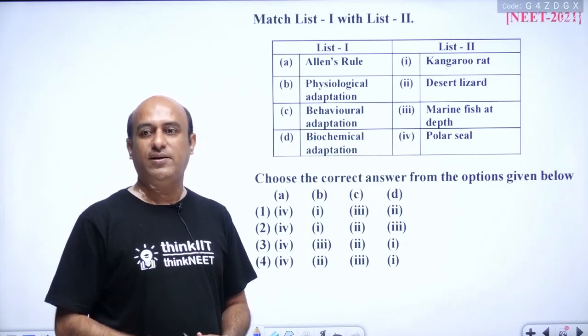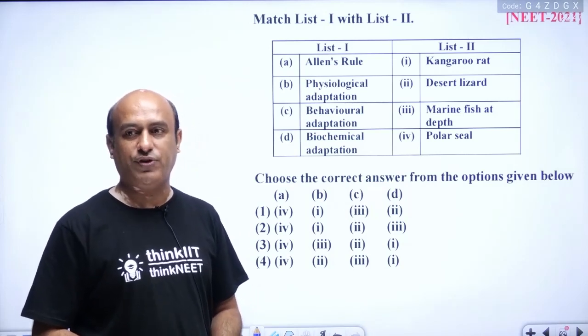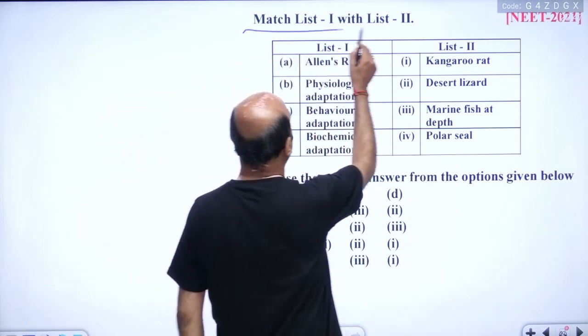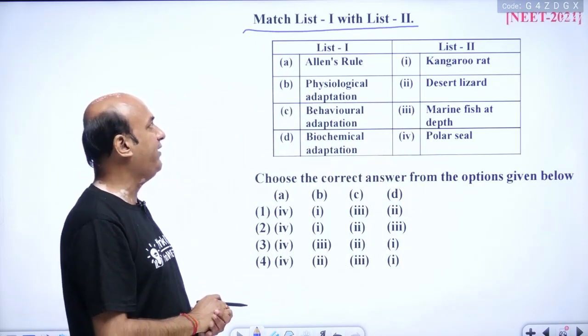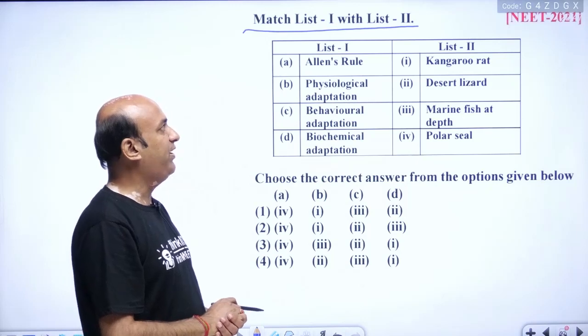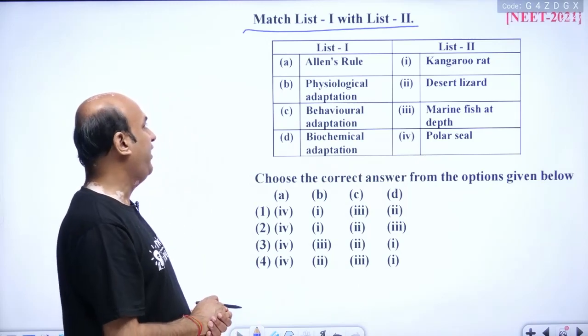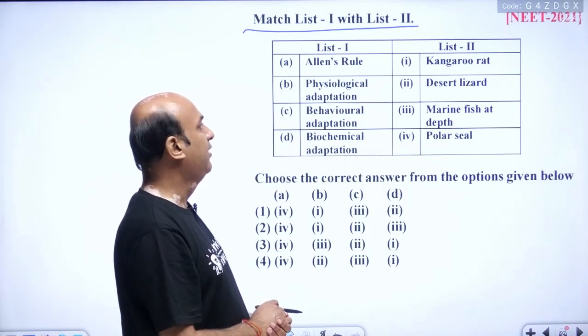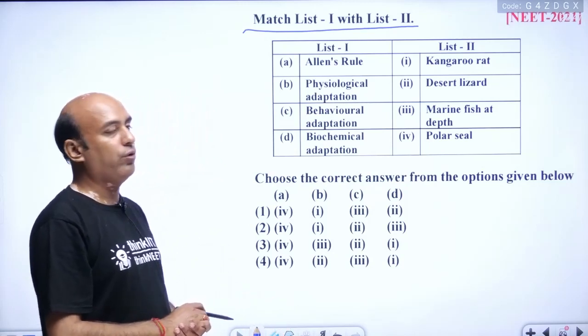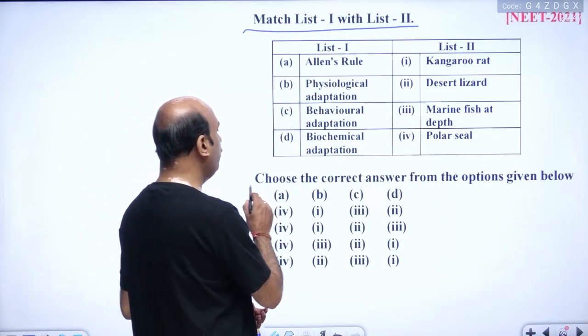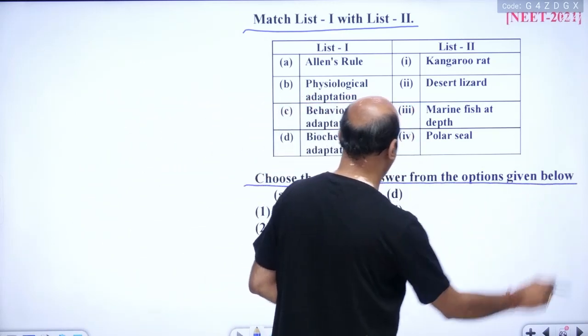Now student, let us come to the next question. Here the question is, match list 1 with list 2. List 1: A, Allen's rule. List 2: 1, kangaroo rat. B, physiological adaptation. 2, desert lizard. C, behavioral adaptation. 3, marine fish at depth. D, biochemical adaptation. 4, polar seal. Now choose the correct answer from the option given below.